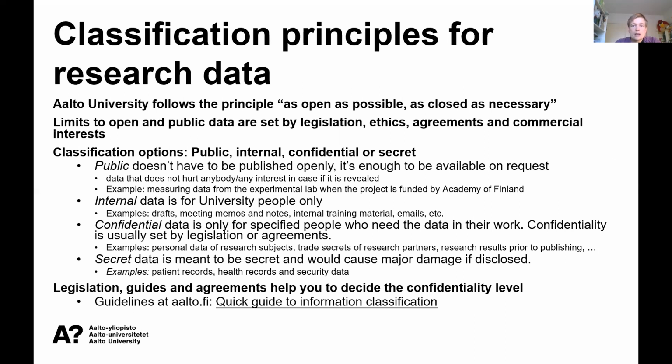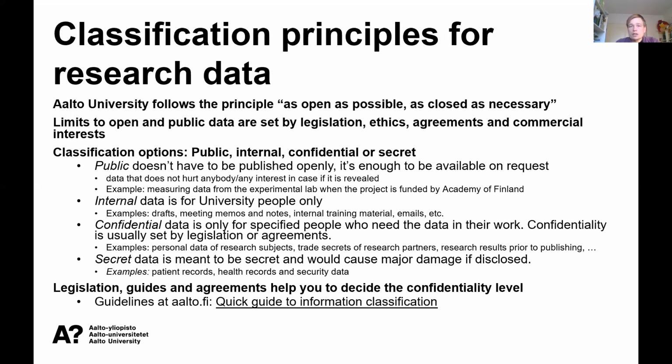But then confidential data is when you have to specify a list of names. You can specify the names: okay, these are the only people who may access this data because they need it in their work. And usually legislation or agreements say that this data is confidential. So we treat the personal data of research subjects that way. If you have a lot of research subjects and volunteers, normal people taking part in your research, they give consent to participate in the research, and you get some personal data from them. So we keep that as confidential.